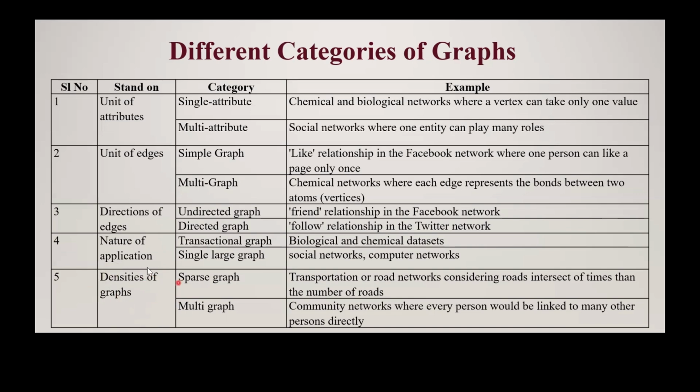Next, on the basis of density, a graph can be sparse or dense. For a sparse graph, examples are transportation or road networks, where the number of road intersections is small compared to the number of roads. In a dense graph, such as a community network, every person is linked directly to other people. So these are the different categories of graphs. A graph can be classified in a number of ways depending on which category we want to differentiate.